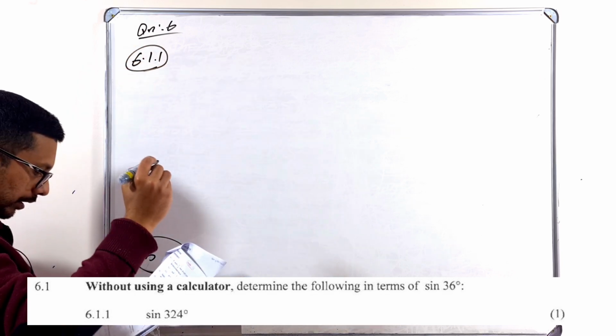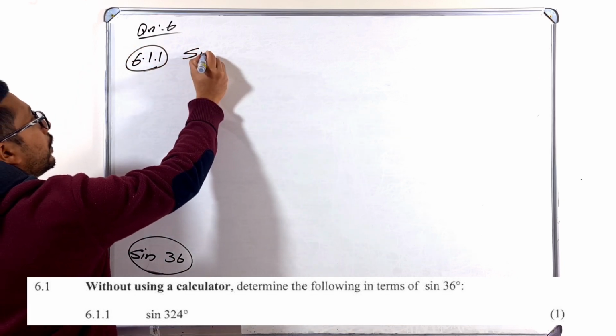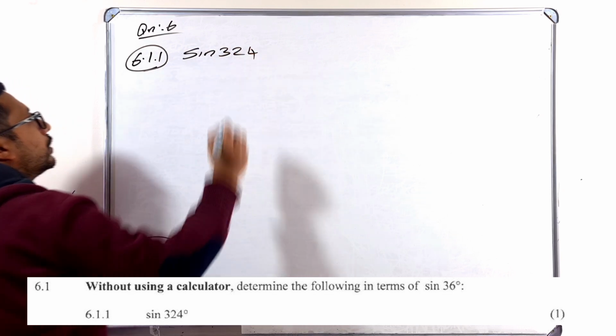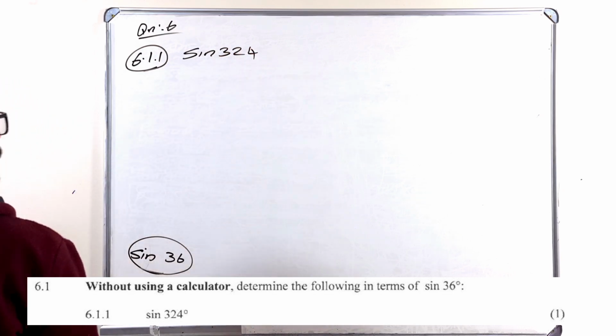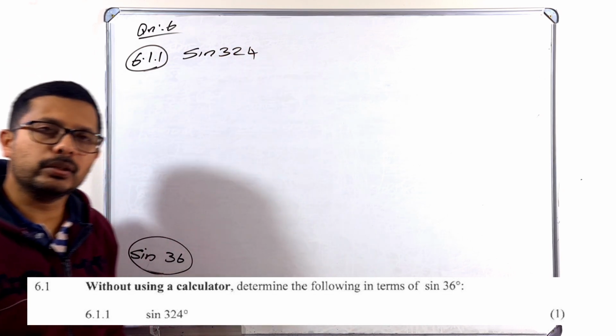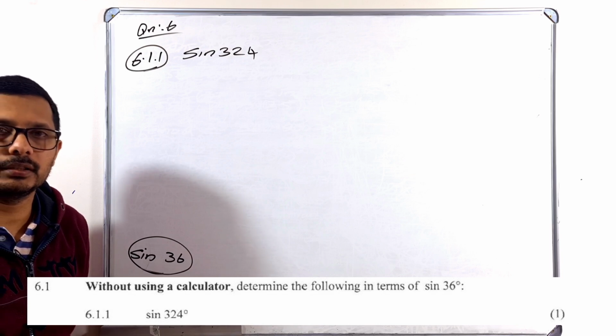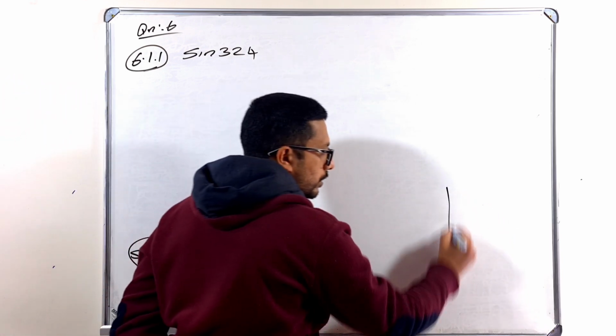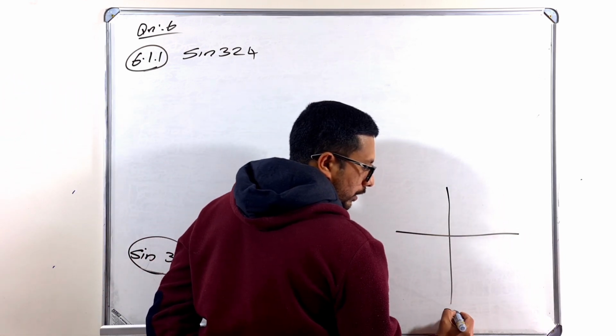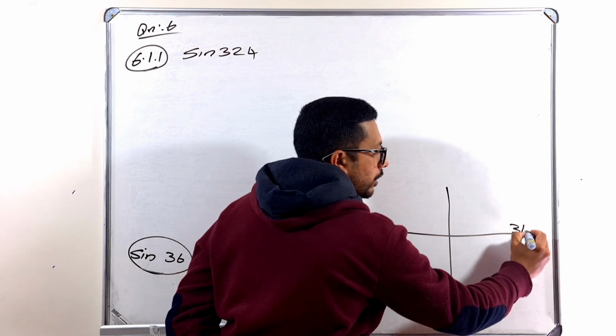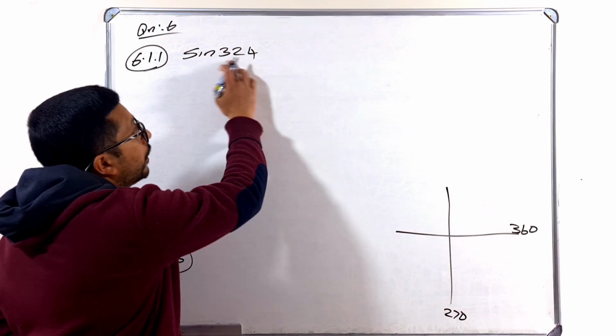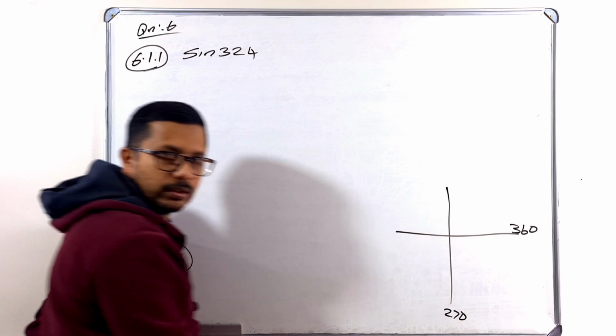6.1.1 sine 324. Sine 324. 324 is in which quadrant? 324 means that it is in the fourth. This is 270 and this is 360. So 324 means it is in the fourth quadrant.